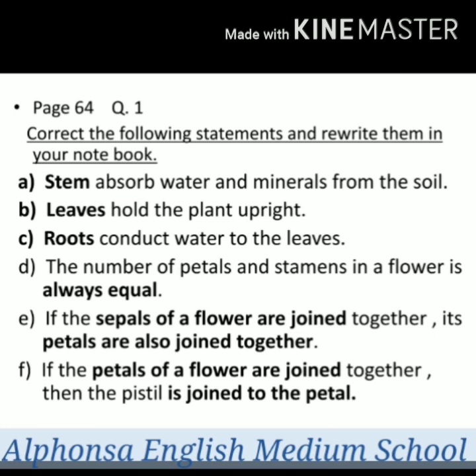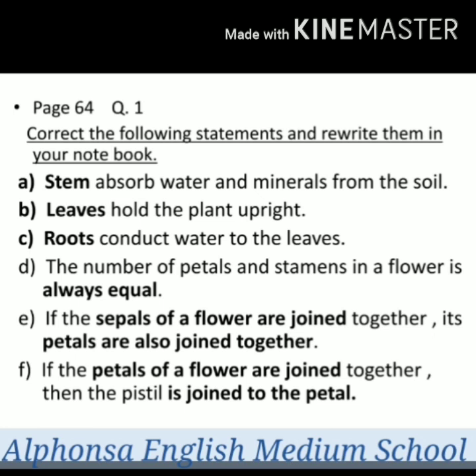Second, that is B. Leaves hold the plant upright. Is that statement correct? No. Which part holds the plant upright? Yes, stem. Stem holds the plant upright. So next line, you have to write the correct statement. Third, that is C. Roots conduct water to the leaves. Are roots conducting water to the leaves? No. So which is wrong there? Roots. So which part conducts water to the leaves? Stem. Okay. So instead of root, in the next line you will write the correct statement. Stem conducts water to the leaves.